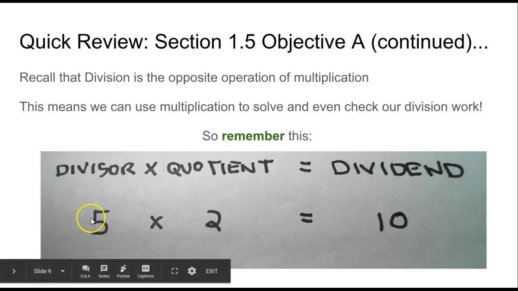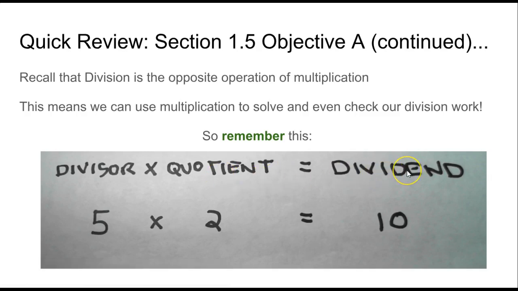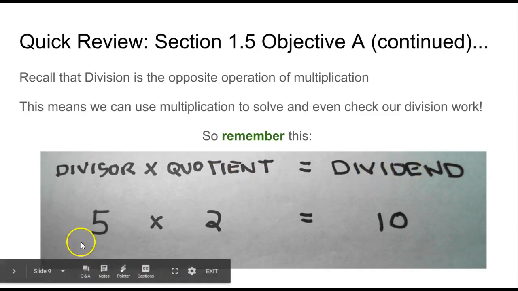The divisor here is 5. The quotient is 2. When we take the divisor and multiply it by the quotient, we should get the dividend. If we don't get the dividend, then our answer is wrong. But we can see here that it's correct because we know that 5 times 2 equals 10. Since this is the dividend, we know that we got the correct answer.